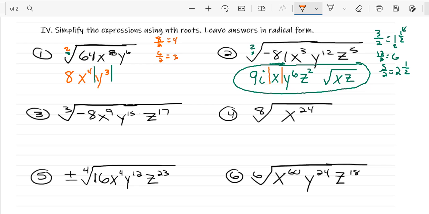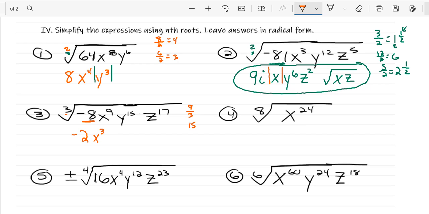For number 3, we have a negative number again, but this time it's an odd root. So if it's an odd root, it can be negative because negative 2 to the third power is negative 8. So we have no concerns involving i's or imaginary numbers when it's odd. Okay? And we're going to do the same thing. We take the roots and we divide them. But this time we're not dividing by 2 because 3 is the root. We're dividing by 3. So this will be x to the third.